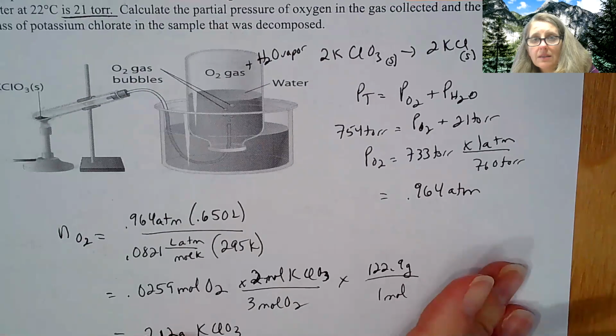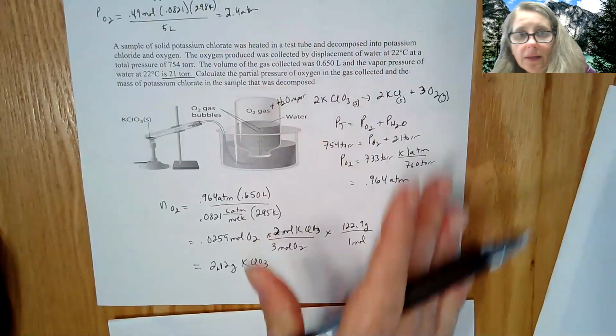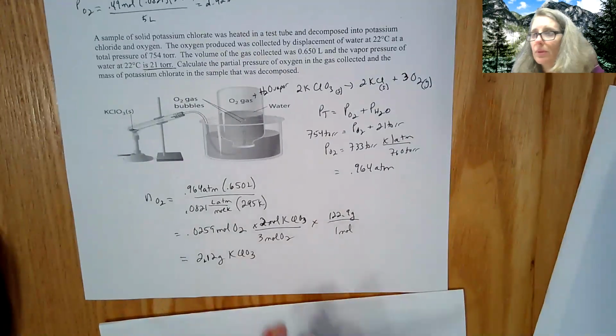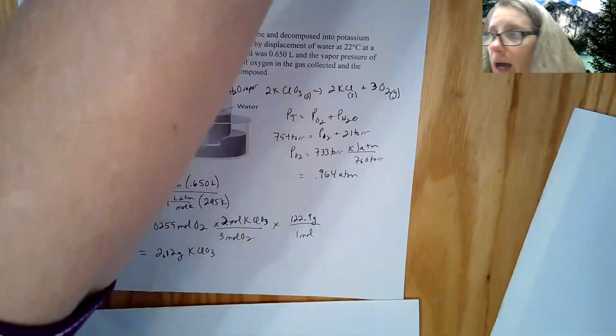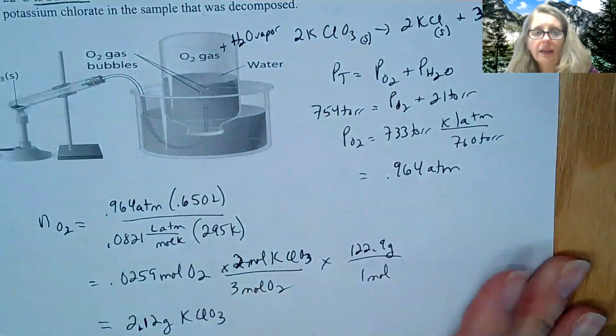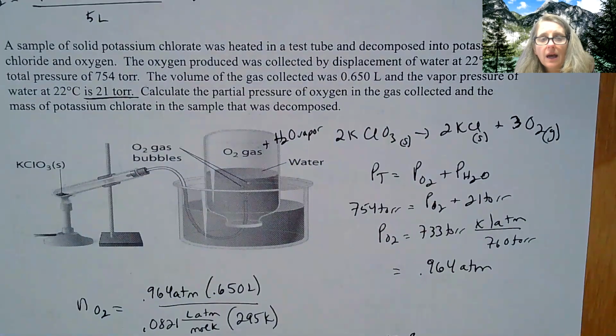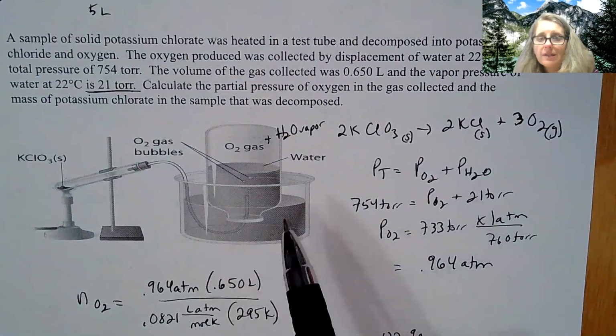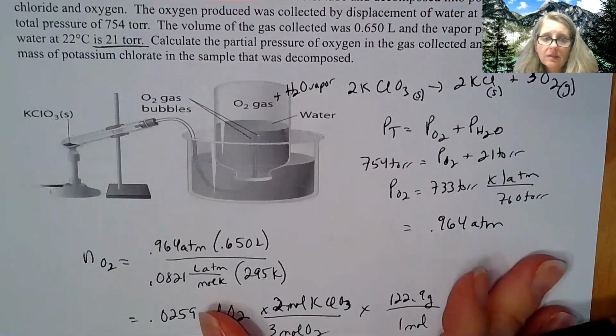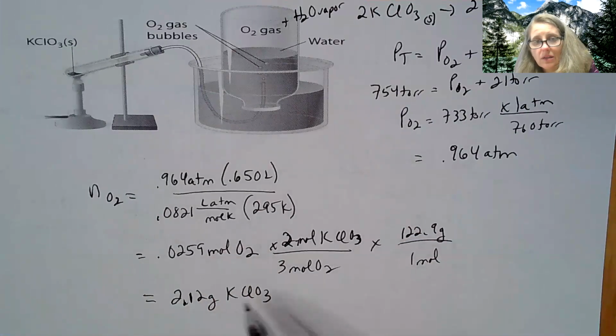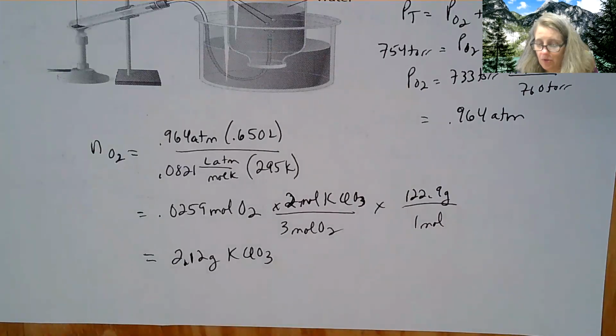So that's why this is a very popular problem on the AP test, because it incorporates so many cool things that you don't normally get in every type of problem. It gives you the lab procedure, it gives you gas laws, you have to do some calculations, and then you also have the stoichiometry.